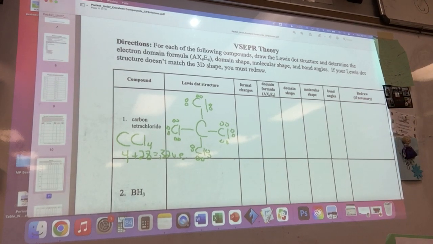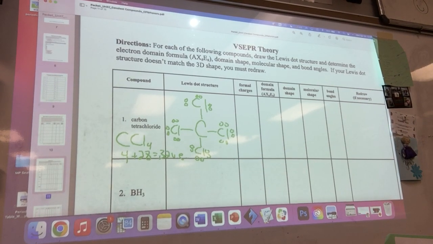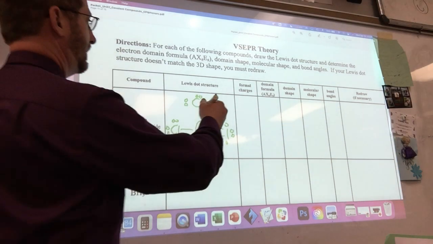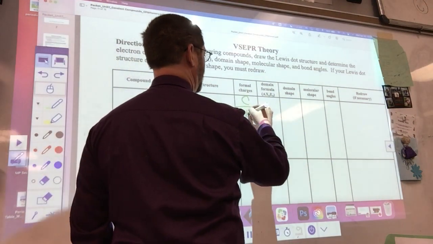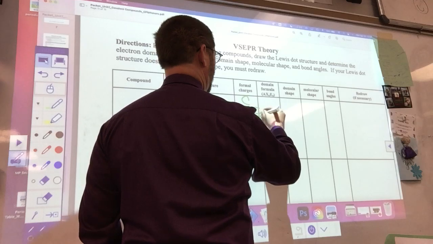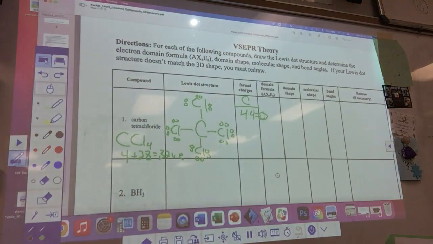21, Seth. Is that a good picture? Yeah. All right, prove it to me. How many bonds does carbon usually like to form? 4. Does it have 4? Yep. We could go through the formal charge if you really want to and say carbon should own 4 electrons. It owns 1, 2, 3, 4 out of the 8. So yeah, it's going to be 0. If carbon has 4 bonds, it's going to be a formal charge of 0.